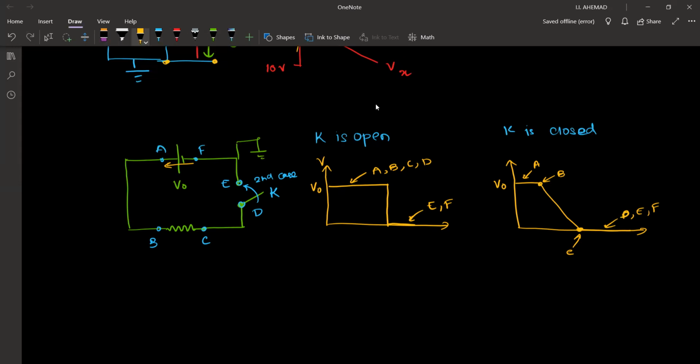Are both of you clear with these two graphs? Okay.